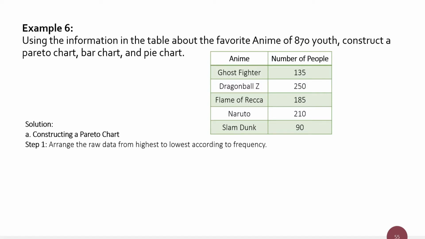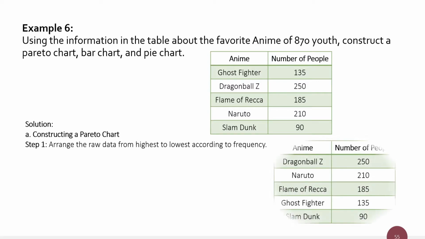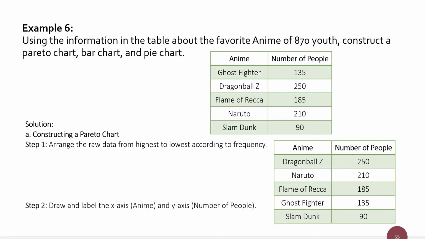So, first, arrange the raw data from highest to lowest according to frequency. Okay, so based dito sa ating given, in-arrange natin siya from highest to lowest. Then, draw and label the x-axis. So, label natin yung x-axis ng anime and y-axis ng number of people.